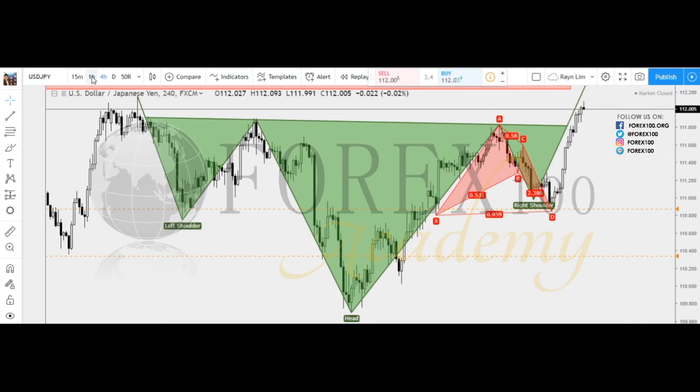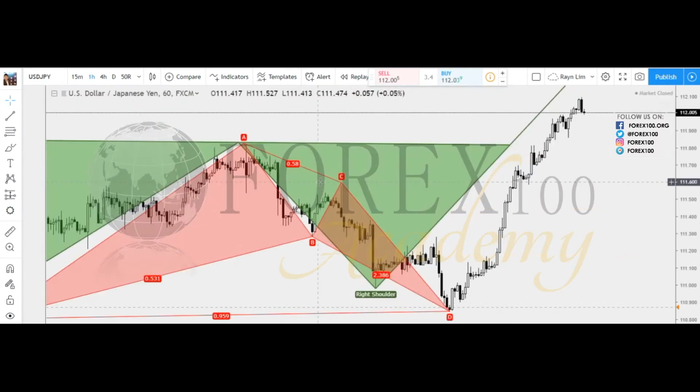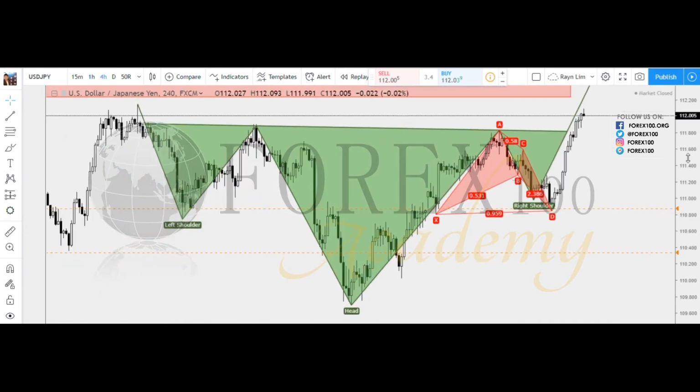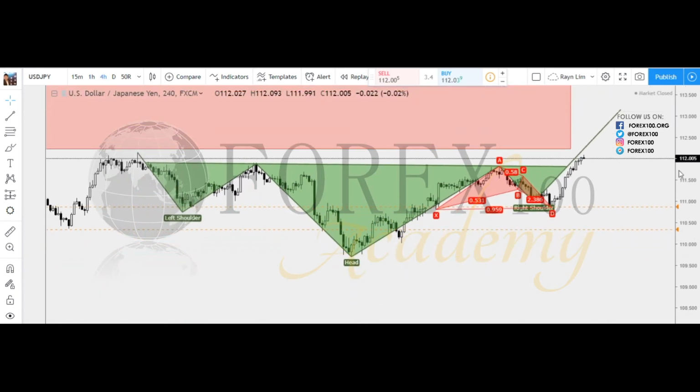And if I head down to the 1-hour chart, you're able to see this bullish shark pattern that formed at 110.84. So missing this trade is fine. I'm waiting for a pullback for a buying opportunity, as long as price has not touched the final line of the completion of this bullish shark.